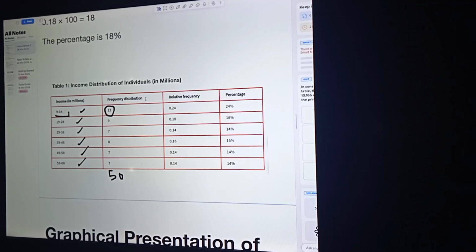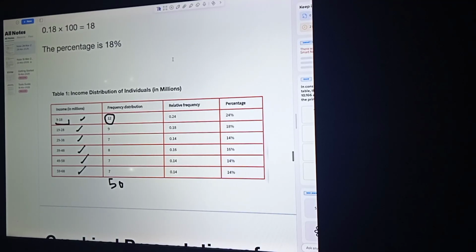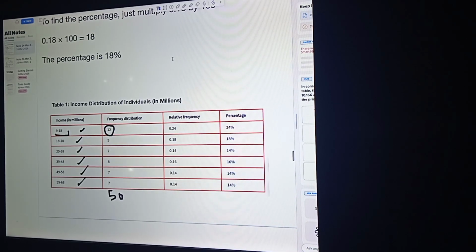So this is how you can construct a statistical table from raw data.